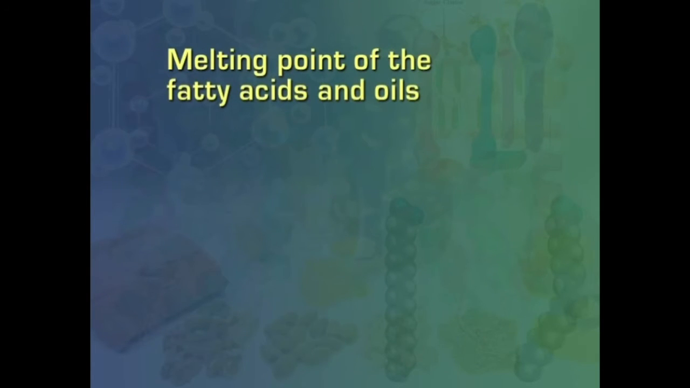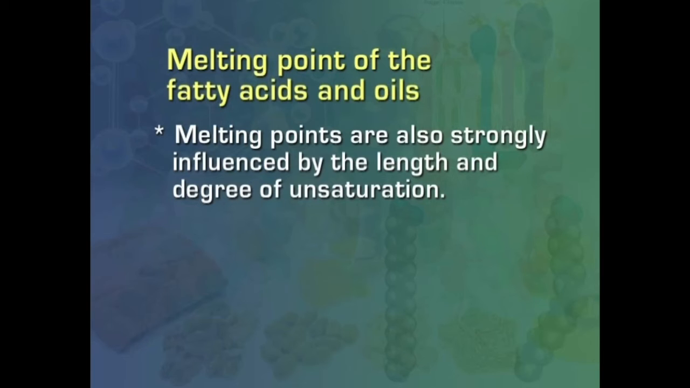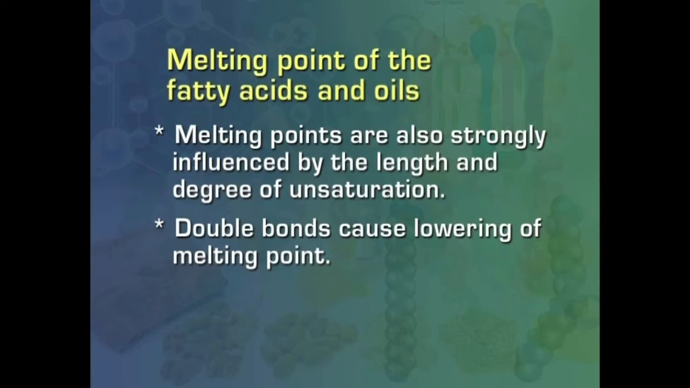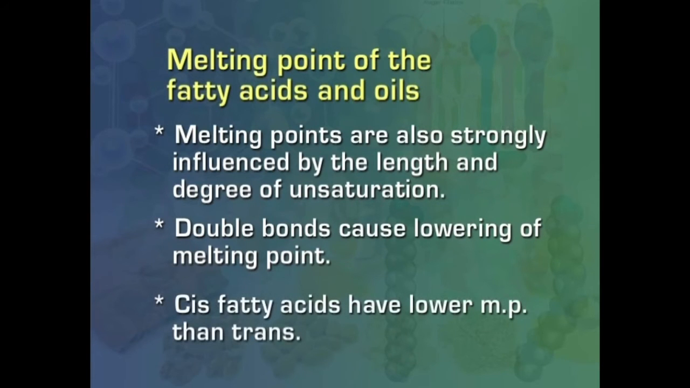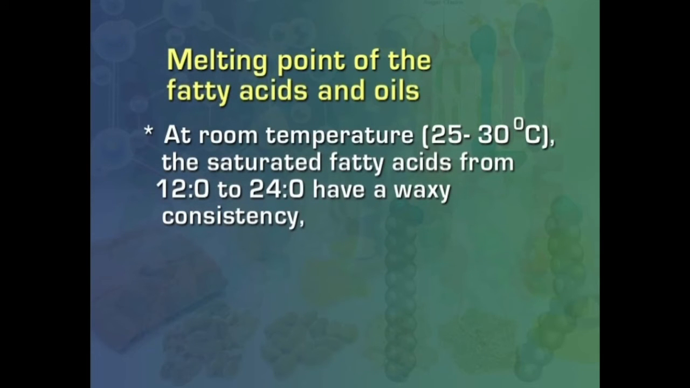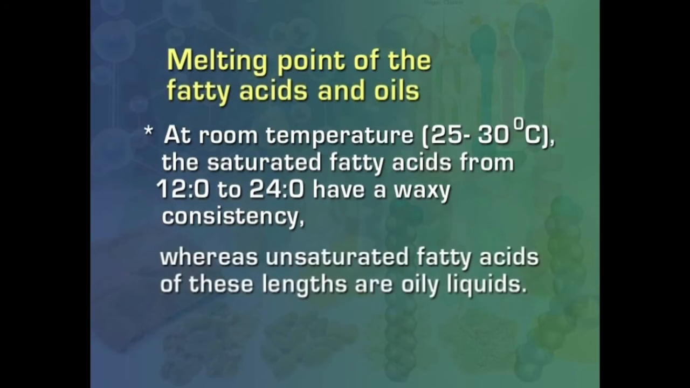Coming to the melting point, melting points are also strongly influenced by the length and degree of unsaturation. Double bonds cause lowering of the melting point, and cis fatty acids have lower melting point than trans. At room temperature at about 25 to 30 degrees centigrade, saturated fatty acids from 12 to 24 carbons have a waxy consistency, whereas unsaturated fatty acids of these chain lengths are oily liquids. This difference in melting point is due to different degrees of packing of the fatty acid molecules. Then boiling point increases with increased chain length.